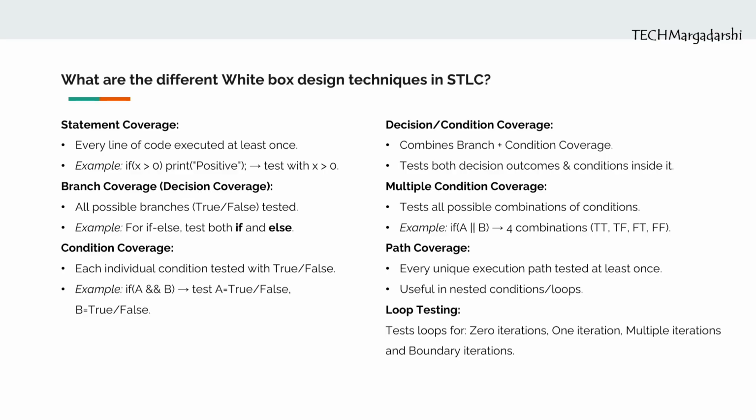Next is multiple condition coverage. This ensures that all possible combinations of conditions in a decision are tested. For example, in if A or B, we check all four combinations: A and B both true, A true B false, A false B true, and both false. Then we have path coverage. This ensures every unique execution path in the program is tested at least once. It is especially useful when dealing with nested conditions and loops.